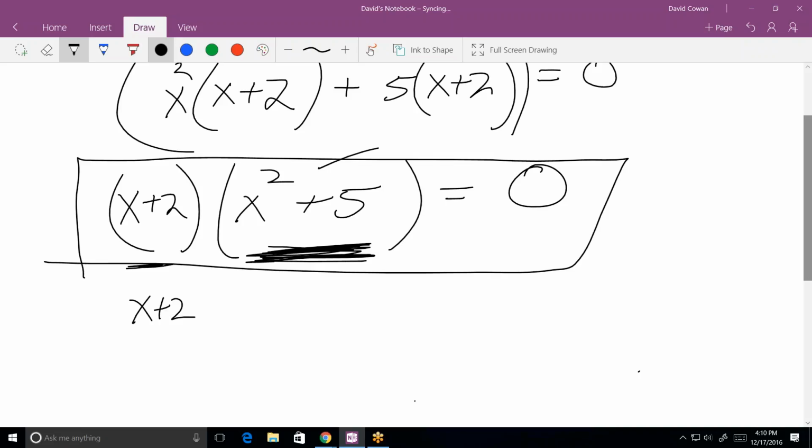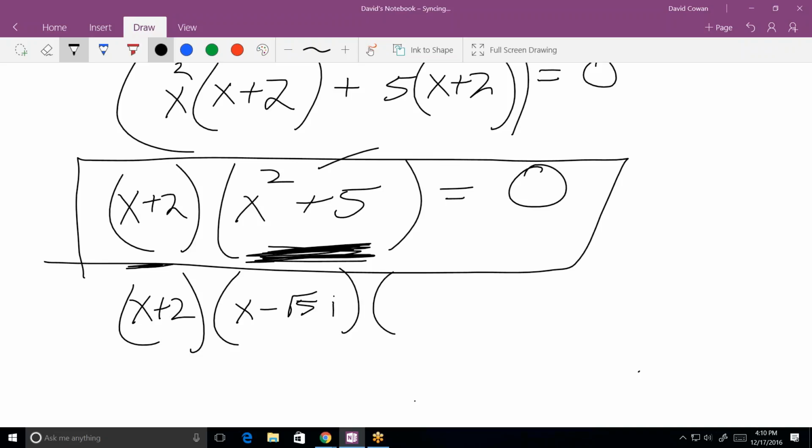X plus 2 times, let's see, that was plus root 5i and minus root 5i. I think that would be the final answer. Certainly this is never going to cost you, taking it all the way down. It may or may not, unless the instructions say reduce it to its linear factors and irreducible quadratics.